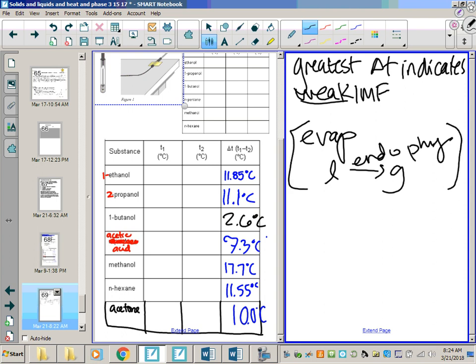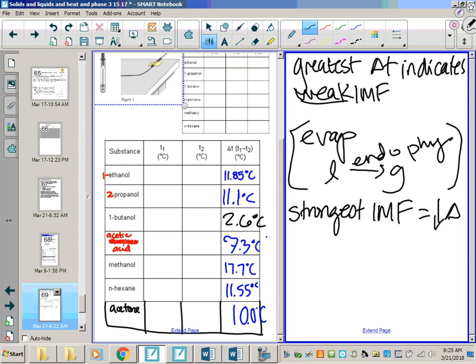Going from there, are you guys okay on 2? That means you have to go back and look at structures, consider IMFs, collective IMFs. Yeah, 2 propanol nicer.